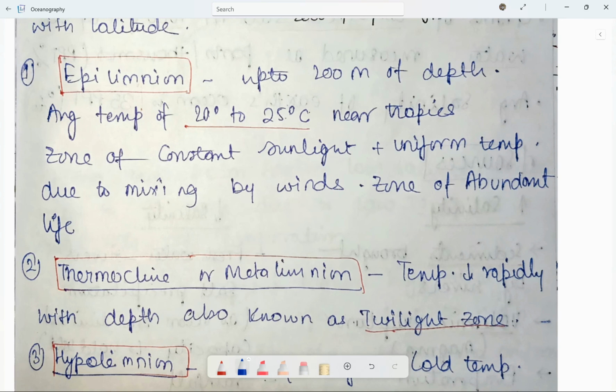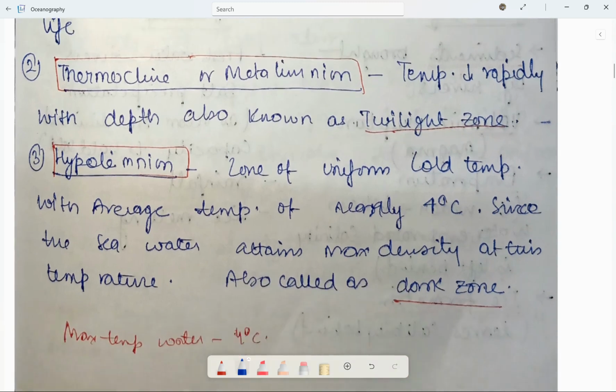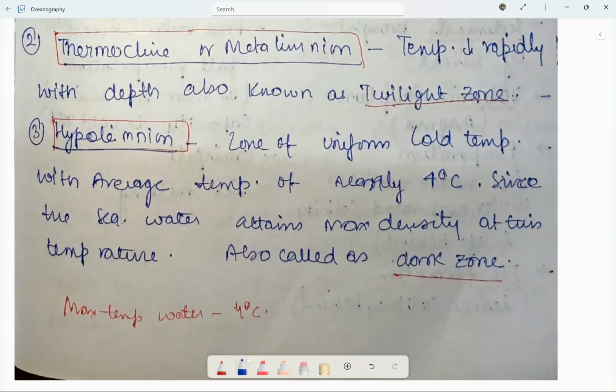The second point which comes is thermocline or metalimnion. मेटालिमिनियन में टेम्परेचर रैपिडली डिक्रीज होता है विद द डिक्रीज इन डेप्थ, एंड जिसको हम ट्यूलाइट जोन भी बोलते हैं. Third is hypolimnion. Hypolimnion is the zone of uniform cold temperature.